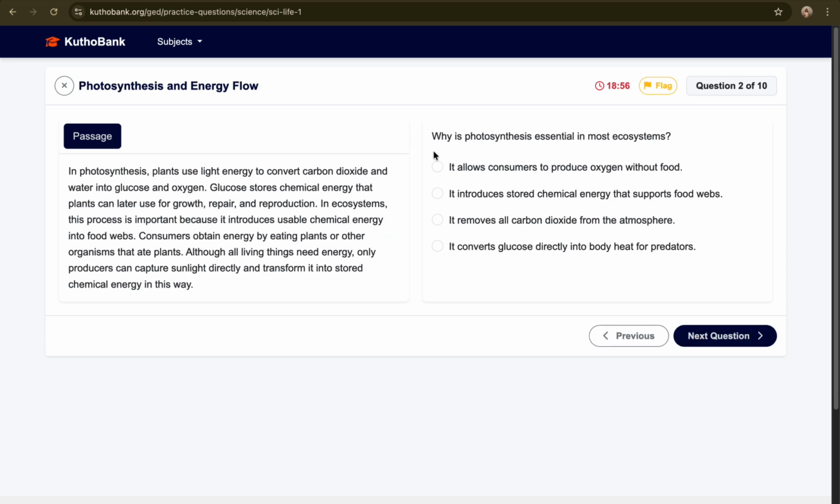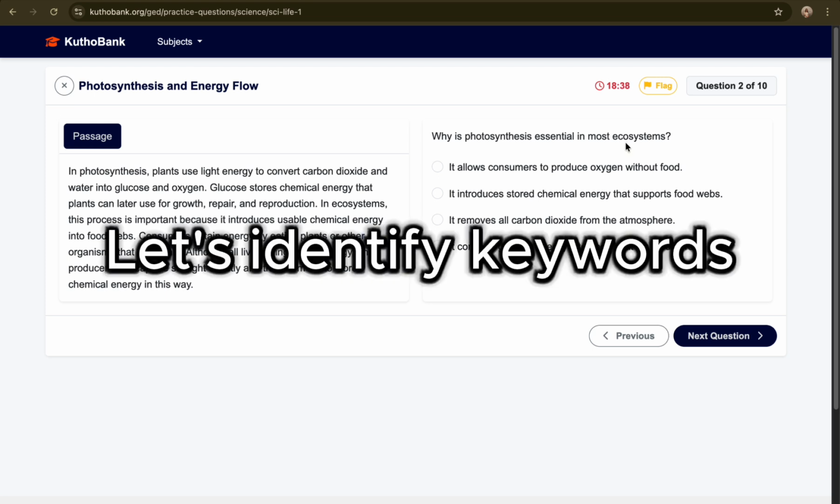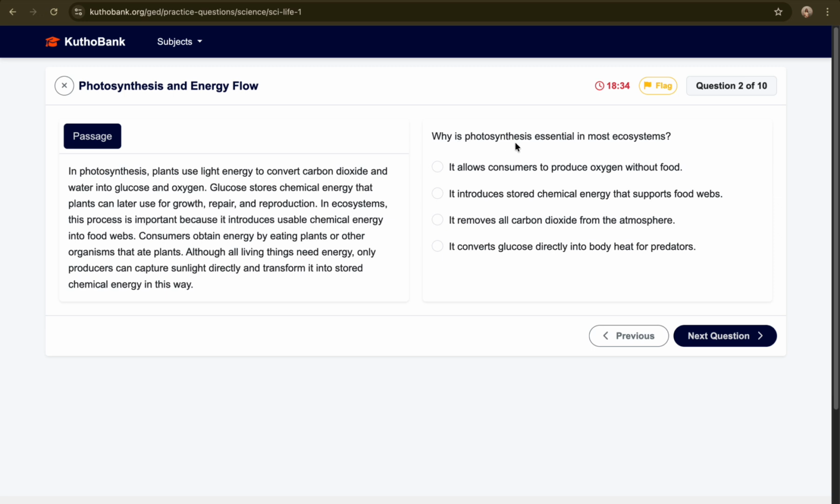Question 2. Just like before, the first step is to read the question carefully. Why is photosynthesis essential in most ecosystems? Let's identify keywords. Photosynthesis, essential, ecosystems. And then let's check the choices one by one.